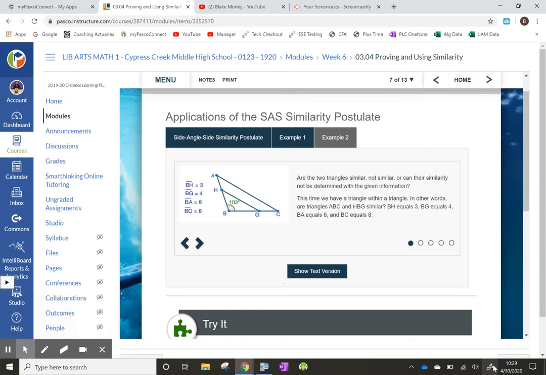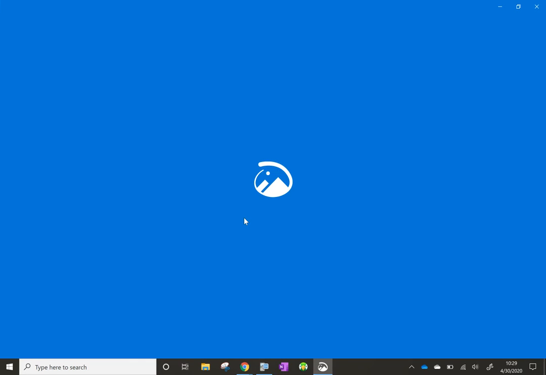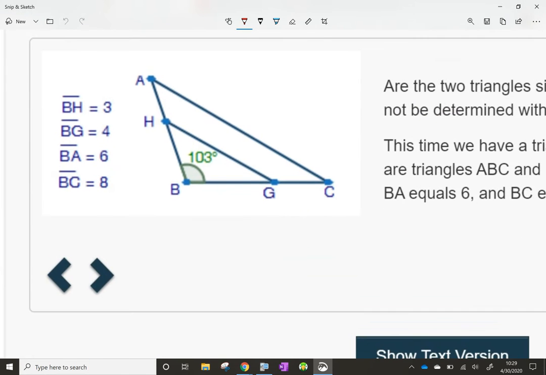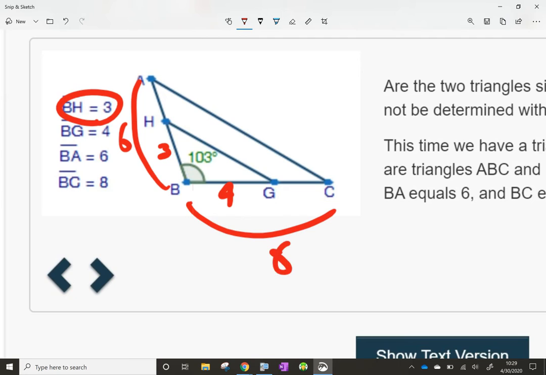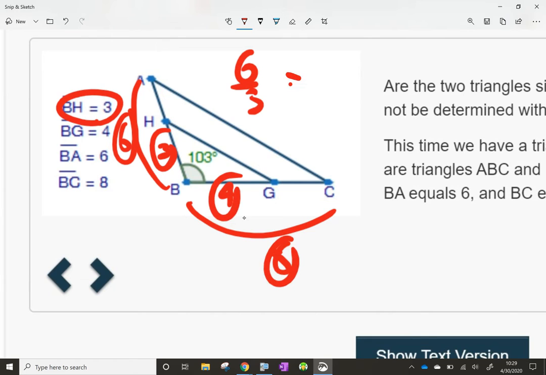This one's a little more interesting. It doesn't label it for you, but it does give you all the values. You have a kind of a triangle inside of a triangle. You've got the smaller triangle here, and then you've got the larger triangle here. So BH is 3, but BG is 4, and BA is 6. So this whole thing is 6, and then BC is 8. So we'd have again, the 6 is to the 3 as the 8 is to the 4. And you'll notice that 6 to 3 is 2, 8 to 4 is 2. So they do pair up evenly. They are proportionally the same. And they even share the exact same angle.